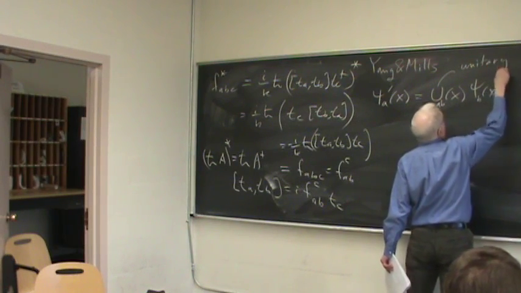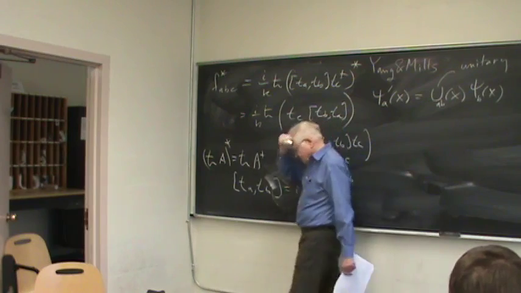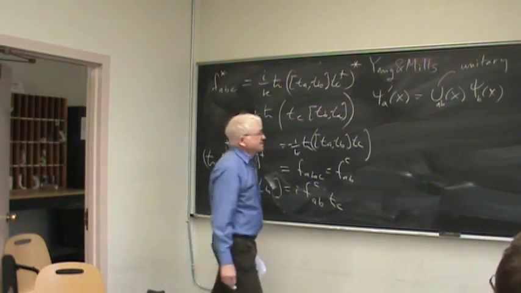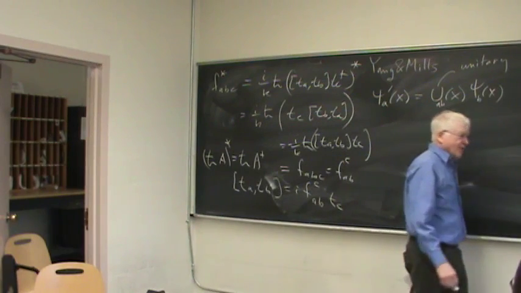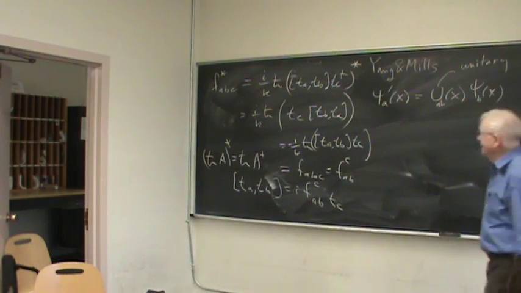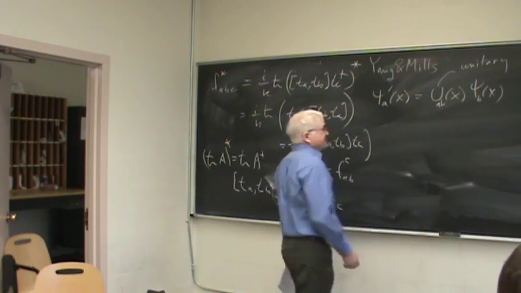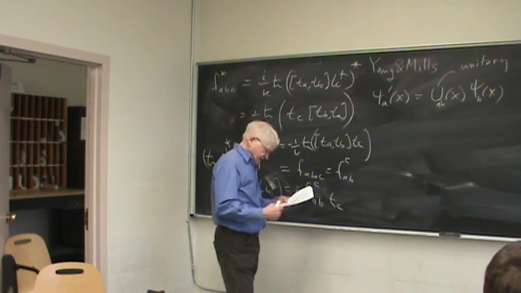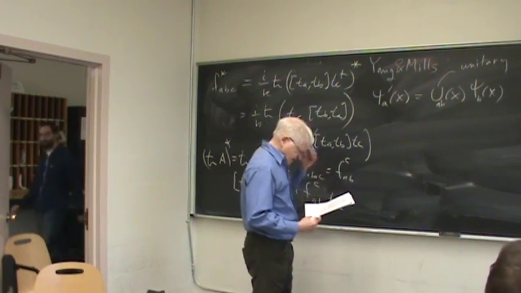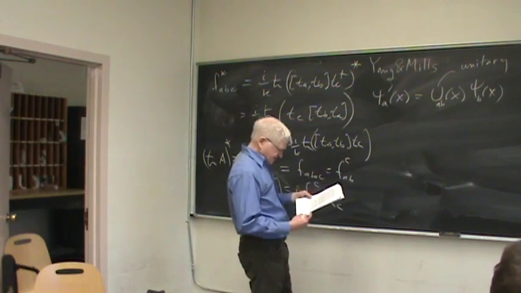So, Yang and Mills developed gauge theory for compact groups. I actually wrote some papers about gauge theory for non-compact groups before you people were born. But I'm going to stick to the classic case of compact groups. They did this back in the 1950s.